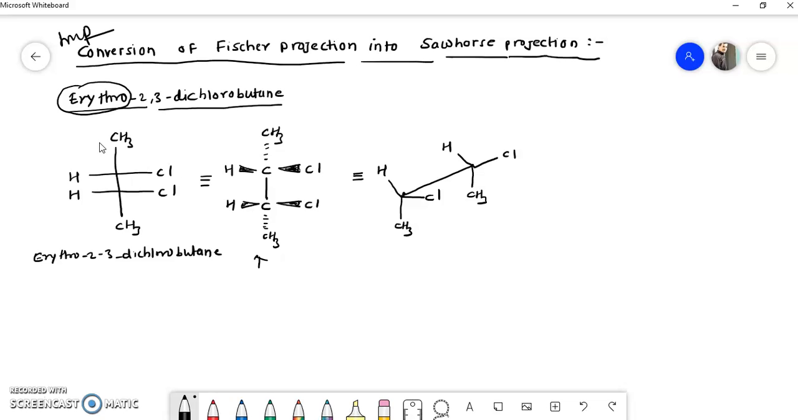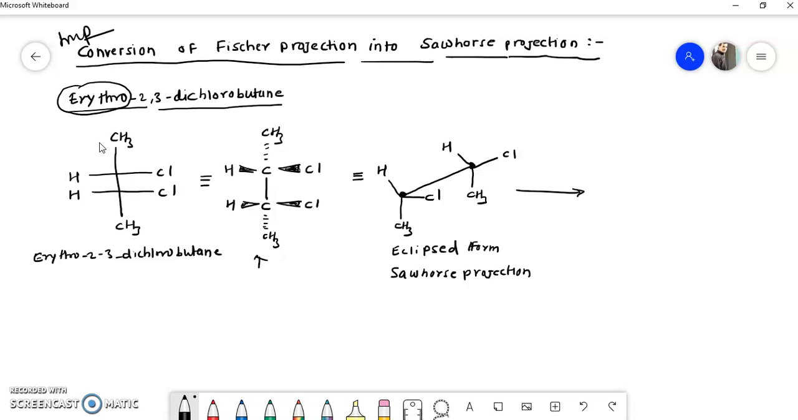Now this is the eclipsed form, we know that. Why is this the eclipsed form? Because all the hydrogens, chlorines and CH3 are on the same side. They are near to each other, so this is the eclipsed form, and this is the Sawhorse projection. Now if we rotate this molecule, suppose this is the front carbon, this is the rear carbon.